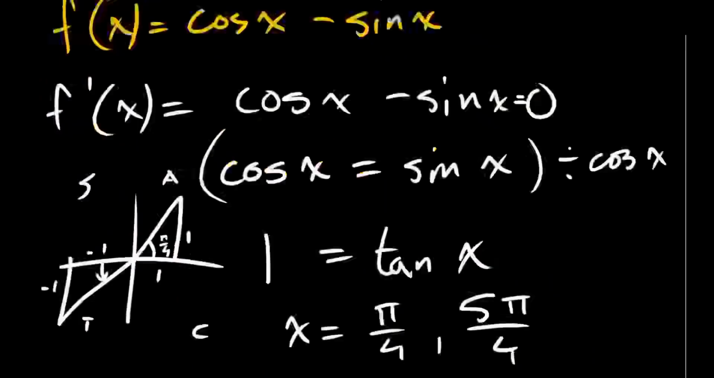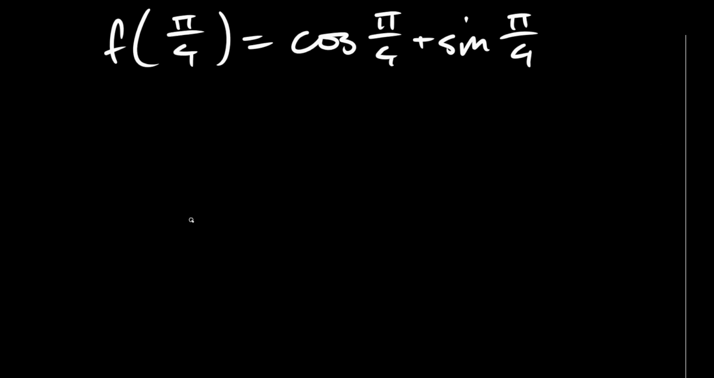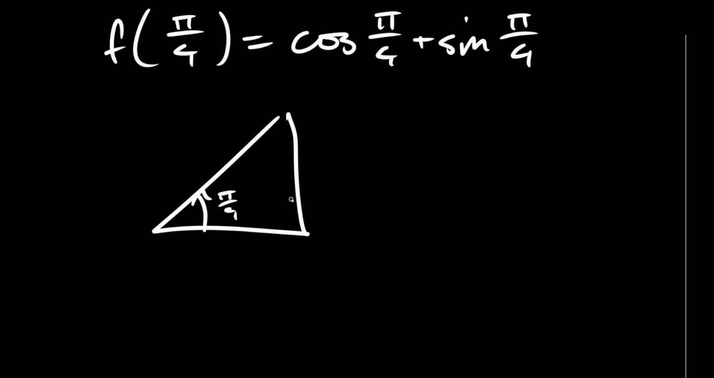So our original function was cosine x plus sine x, so cosine pi over 4 plus sine pi over 4. And we need to find what this equals. We can do this with a triangle. So we have the angle pi over 4, which means this is 1, 1, root 2.